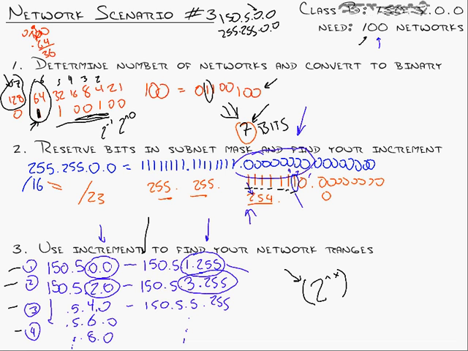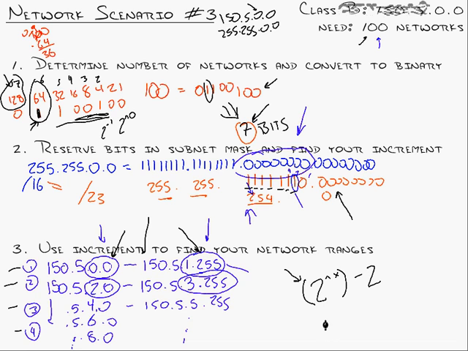2 to the power of x, but this time x is how many zeros? We were using ones to find how many networks we get. So 2 to the power of x, with zeros being the x this time, will tell us how many hosts we get. But remember, we have to do a minus 2 on there. We have to subtract 2 from whatever our value is, because we cannot use the last, nor can we use the first IP address from each range. That's why we subtract 2.